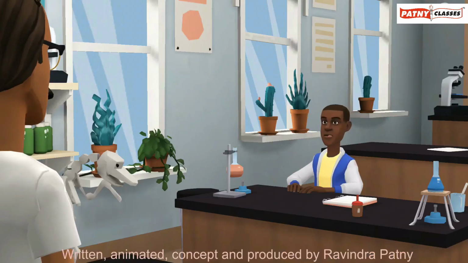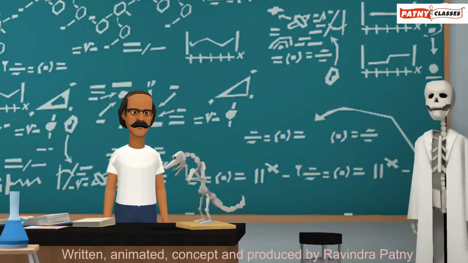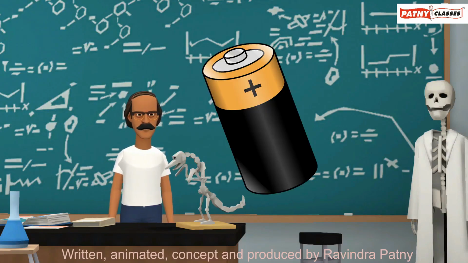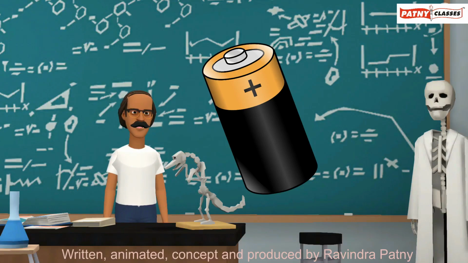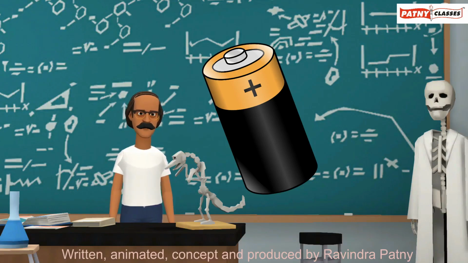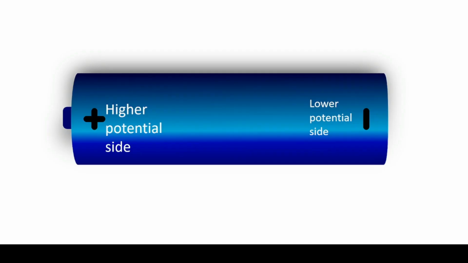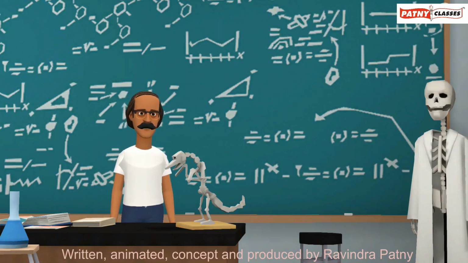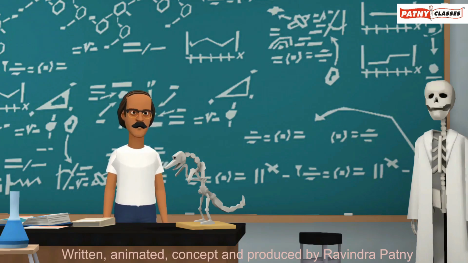Sir, what do you understand by potential difference between the two ends? You see that in your home you use a battery or a cell. A cell has two ends, one positive and the second negative. The positive end of the cell is called the higher potential side or higher voltage side. The negative end is called the lower potential side or lower voltage side. The difference of voltage values between the positive and negative ends of a cell is called potential difference.